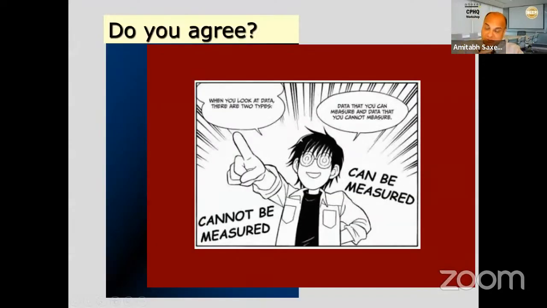Okay, now let me take you to the data analytics part. Do you agree that some things can be measured and some things cannot be measured? What do you think? Do you agree with that? You can answer yes or no.